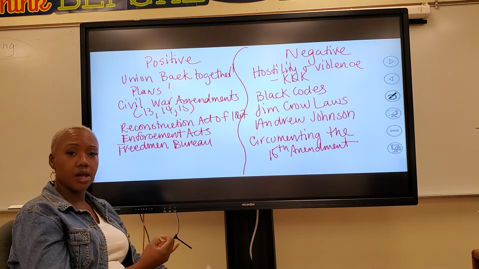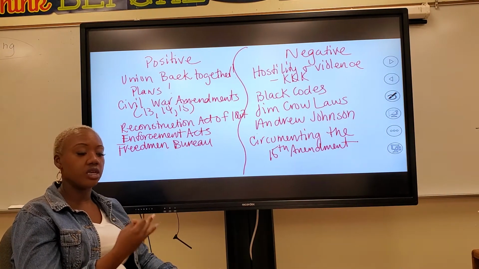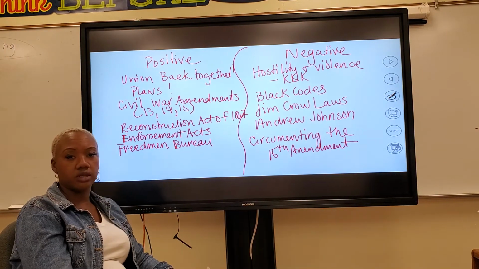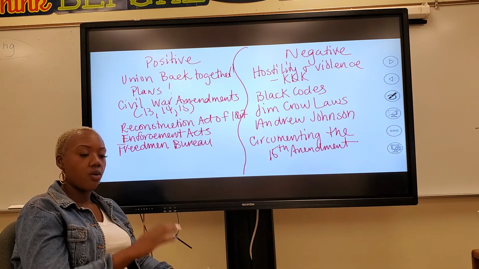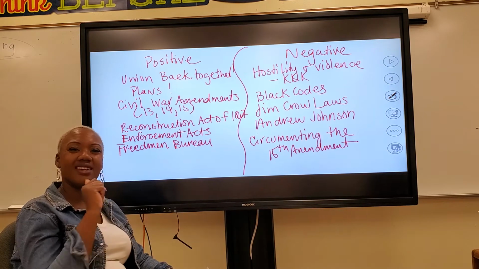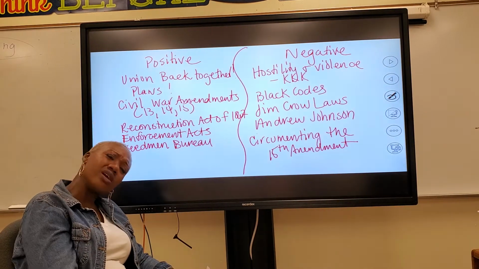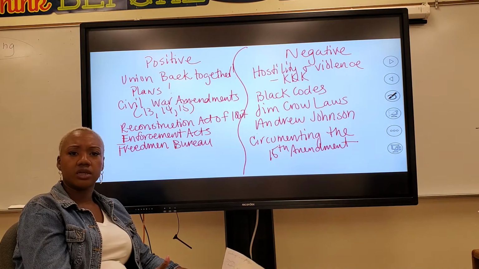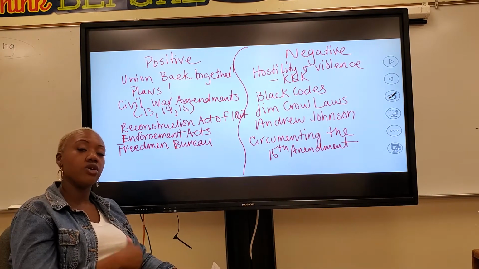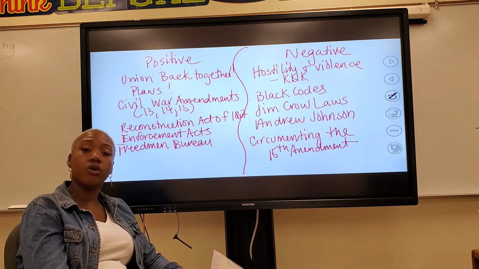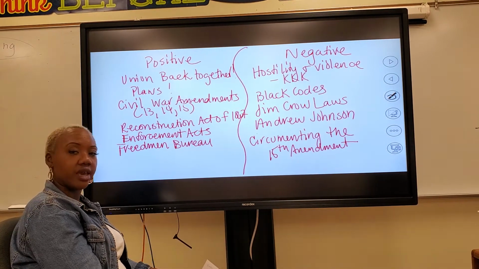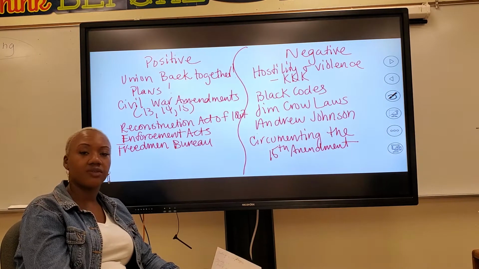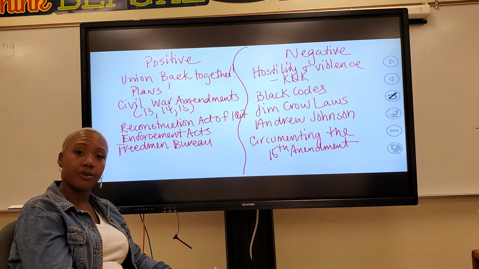13th Amendment, abolishment of slavery. 14th Amendment gave African Americans citizenship rights. Now, why was the 14th Amendment necessary? Why do you have to create a law now labeling freed individuals as citizens? Well, if you go back and look at a court case titled Dred Scott versus Sanford, that court case labeled and classified African Americans as being property.